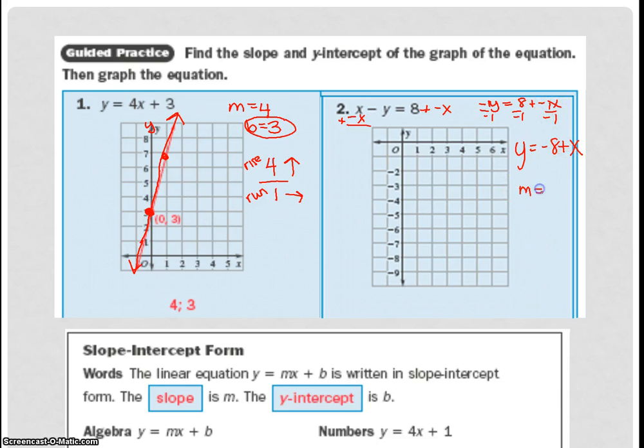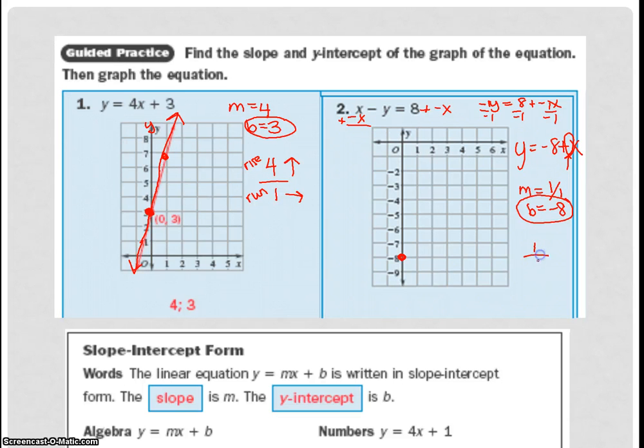So what's the m? What's the b? The slope is right next to the x. Well, there is no number there. It's an invisible 1. The b is the single number that's not being multiplied by anything. It's called the constant. That's the b. So we're going to start on the constant and go to negative 8, put a dot. Now the slope is 1, and I'm going to make the slope into a fraction by putting it over 1.